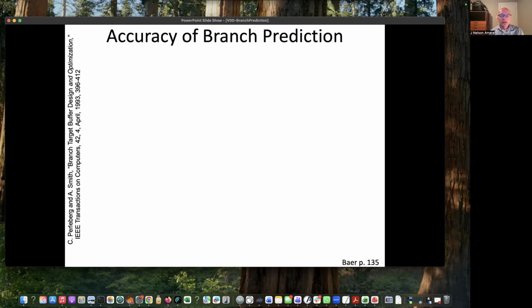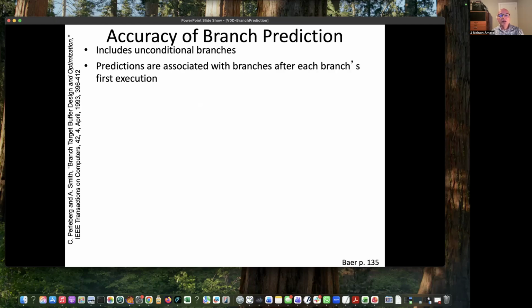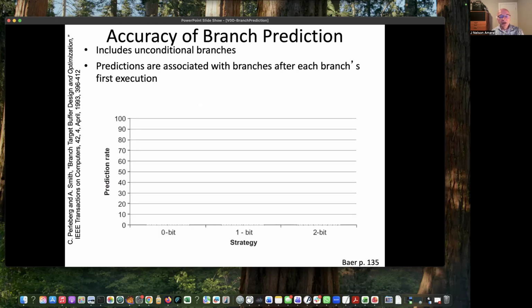The accuracy of branch prediction was studied in 1993. As you can see, branch prediction is something that has been around for a very long time. In this study, unconditional branches were included as well, and the predictions are associated with the branch's first instruction. We used an average of 26 traces from the IBM 370, the DEC PDP-11, the CDC 6400. Remember, this is a study from 1993.